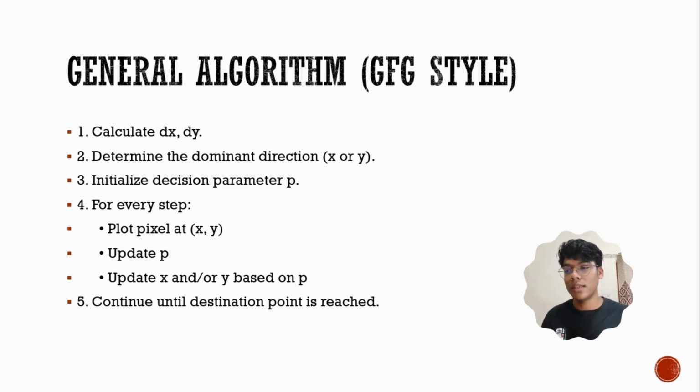And then the last step says to continue until the destination point is reached. That's the method set by GFG, but the method that my teacher taught me says to find the slope, then go for the parameter things. Check the slope: is it smaller than or equal to, or greater than or equal to 1 or 0?